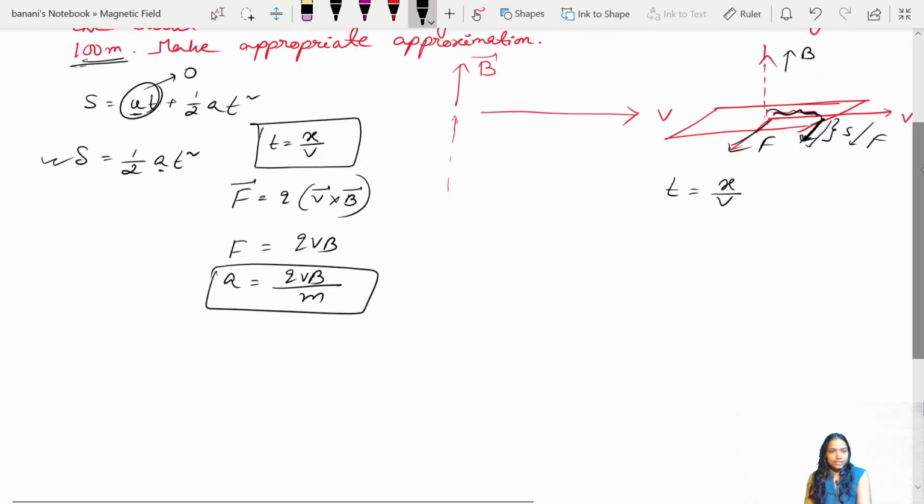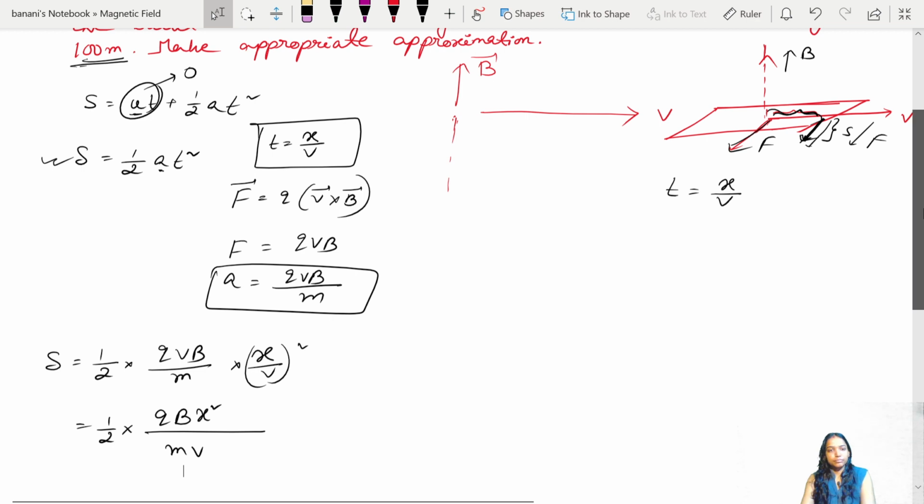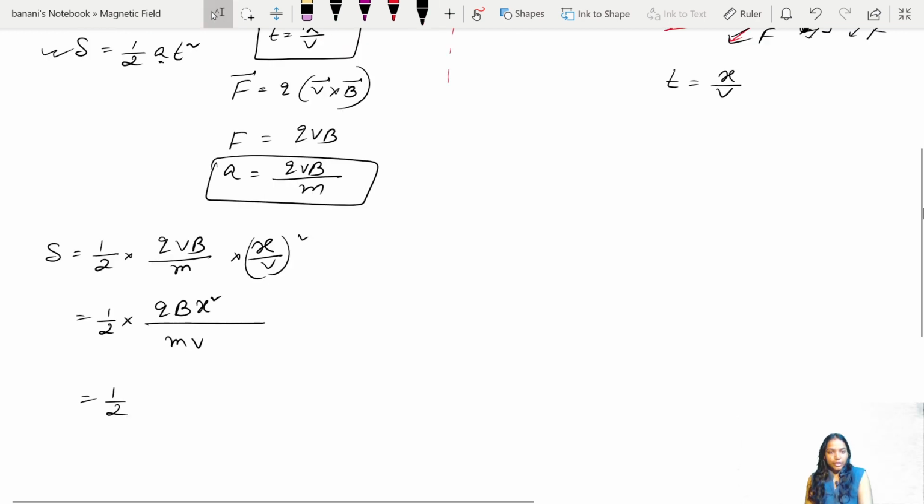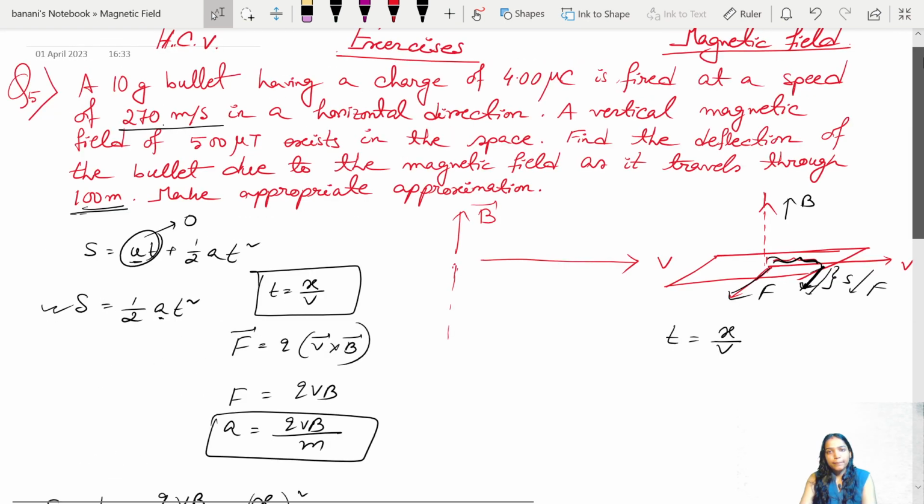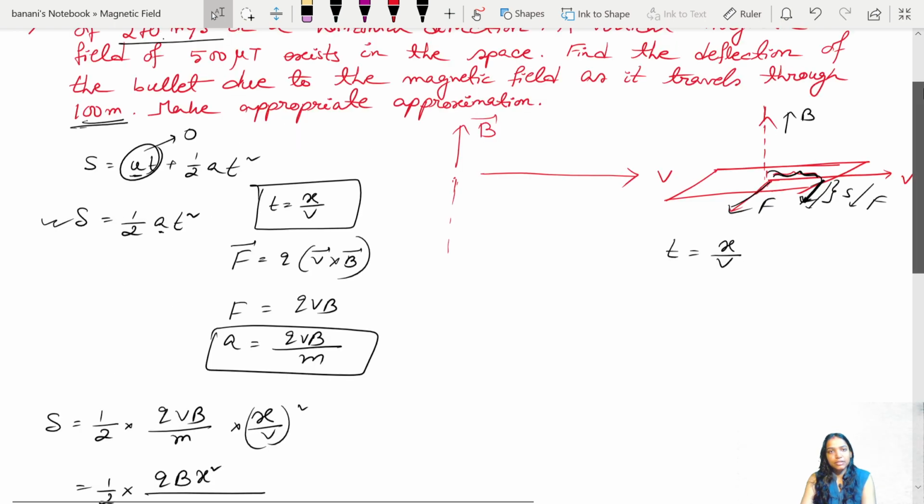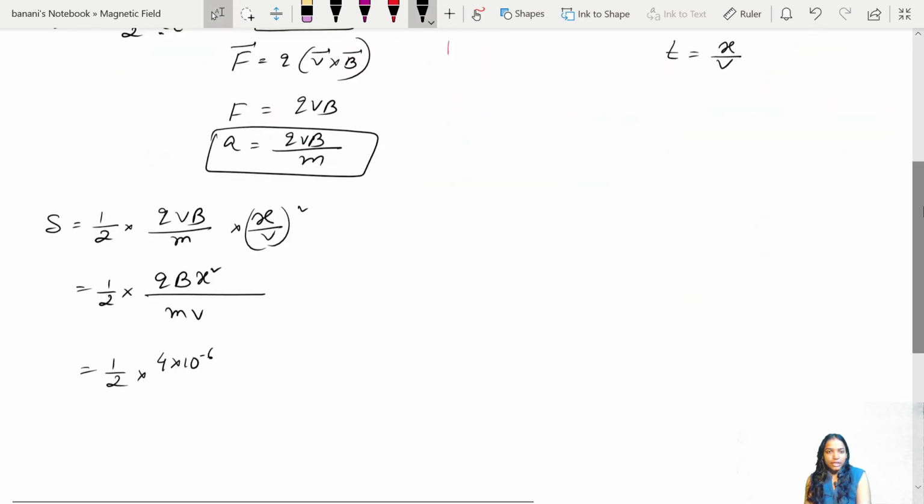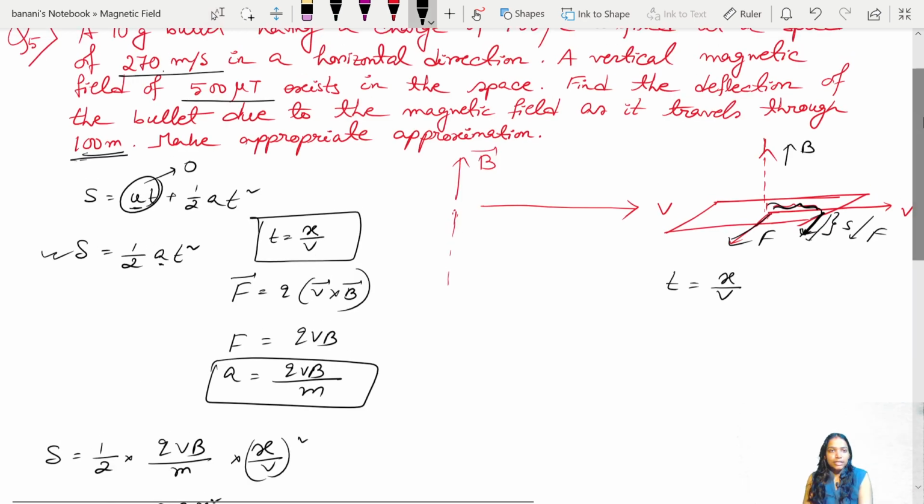Here s equals half into q v B by m into x by v whole square. That means half into q B x square by m v. Now, half into the charge, which is given as 4 microcoulomb, that means 4 into 10 to the power of minus 6 coulomb. B is given, magnetic field 500 microtesla, that means 500 into 10 to the power of minus 6. X is given, it travels 100 meters.